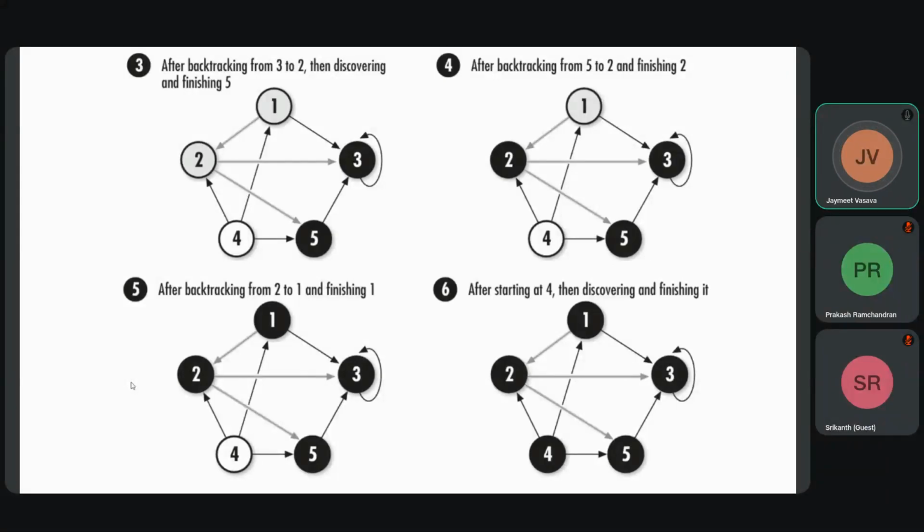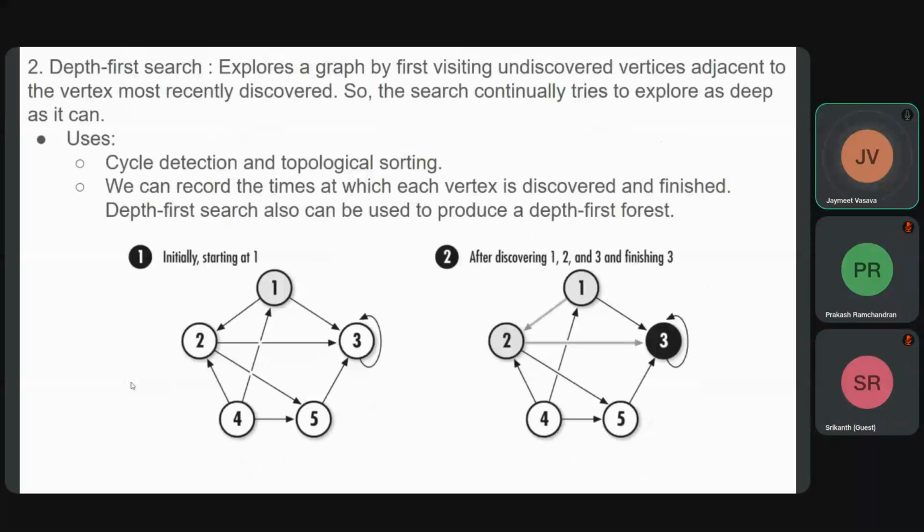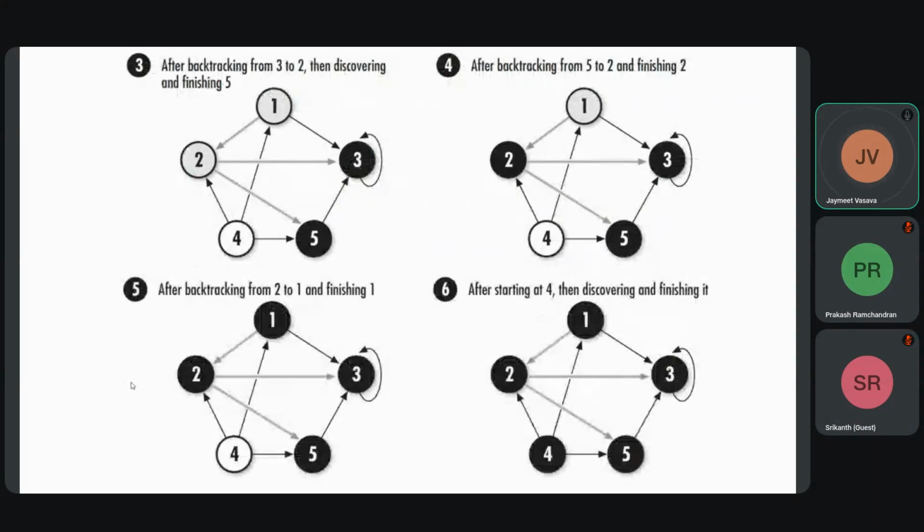We'll go back to 1 and finish 1, and we'll start for 4 again, and we'll discover and finish it. So as you can see, this process of starting from 1 and discovering each vertex has to be repeated for each and every vertex, else we have discovered only 1, 2, 3, and 5 here. If we do not repeat this process for each vertex, then we'll leave vertex 4 undiscovered. That is the reason we have to repeat these steps for each and every vertex. So that's how we'll discover 4 in the end.